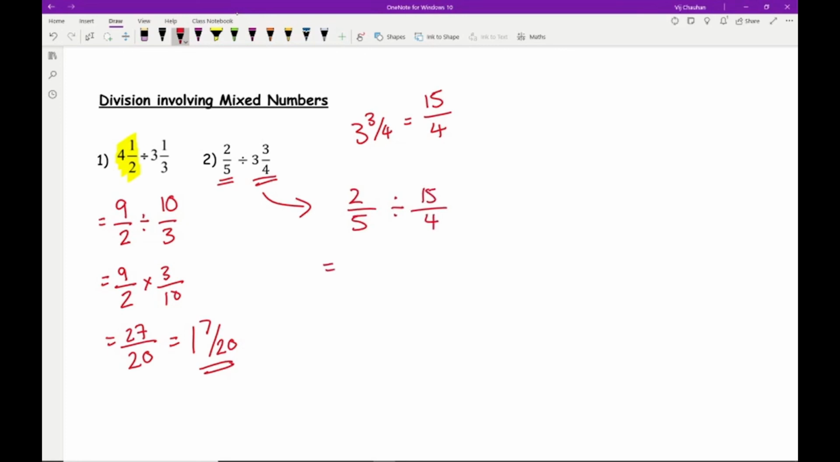So again, applying the 3 steps, I flip the second fraction, so it becomes 4 over 15, and convert it to a times. I then got 2 times 4, which is 8, and 5 times 15, which is going to be 75. And does that simplify? No, it doesn't. So there is our final answer.